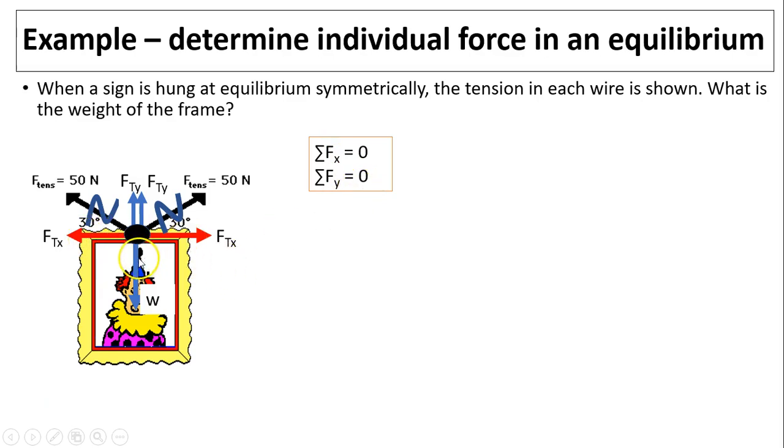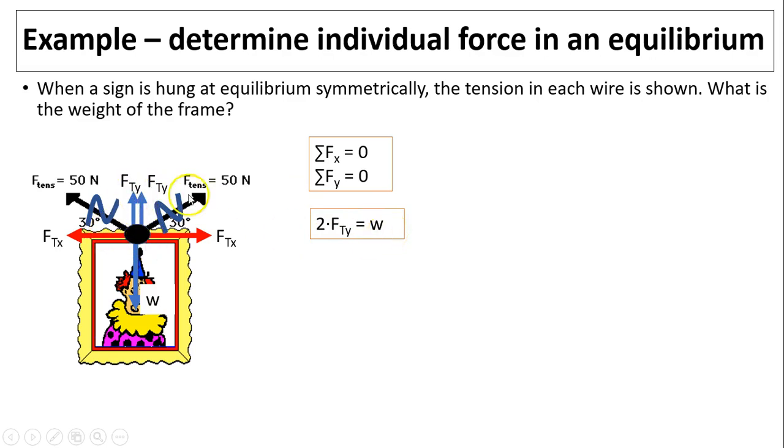Well, x is kind of pretty straightforward because the one on the left has to be equal to the one on the right, because the two forces are the same and the angles are the same. The y is the one we can use to figure out what the w is. Since you have two Ty's, 2 times Ty has to be equal to w.